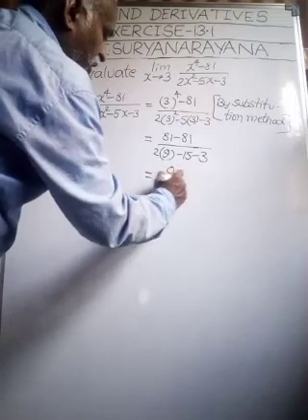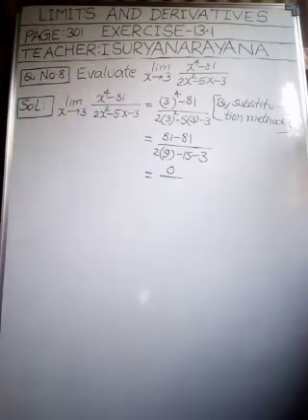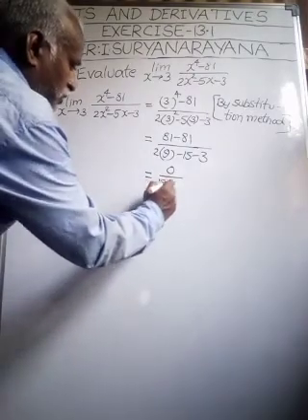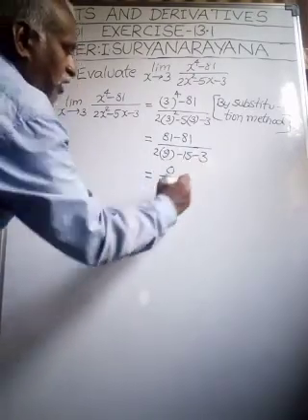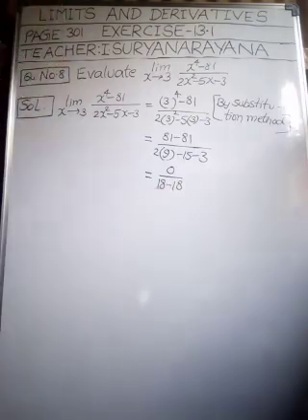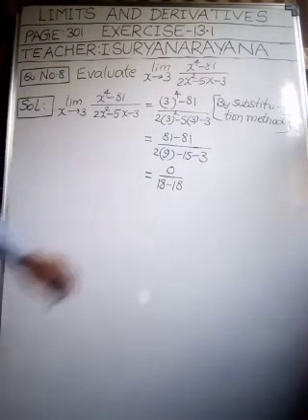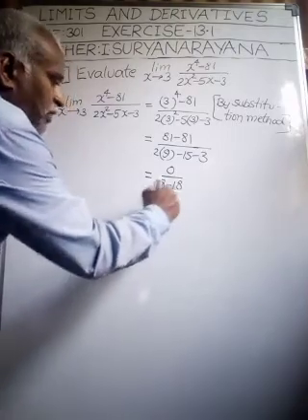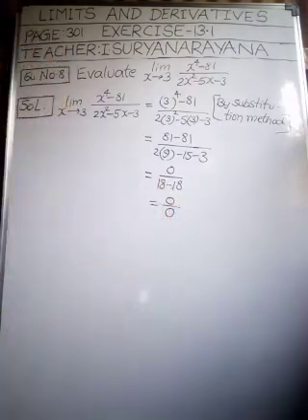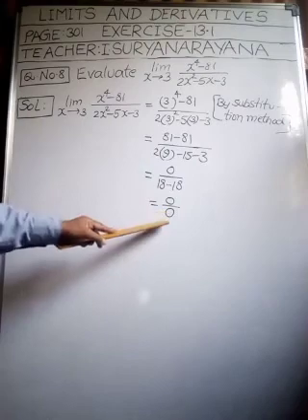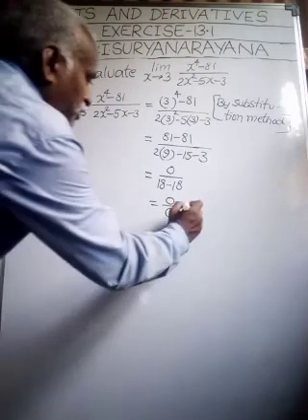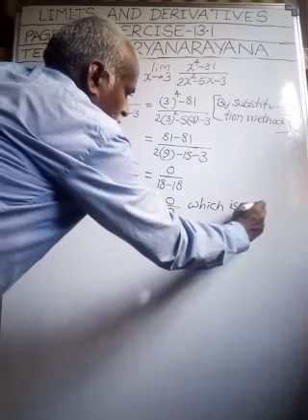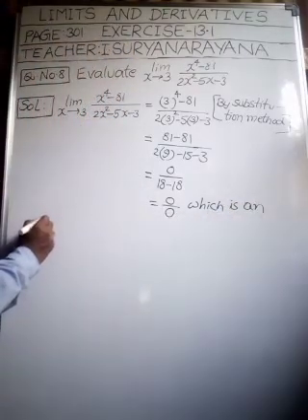What will you get in the numerator? 0, whole divided by 2 9s are 18 minus 15 minus 3. What will you get? Minus 18. Understood this denominator, my children? Right. That is equal to 0 by 18 minus 18, 0, which is called indeterminate form, an indeterminate form.